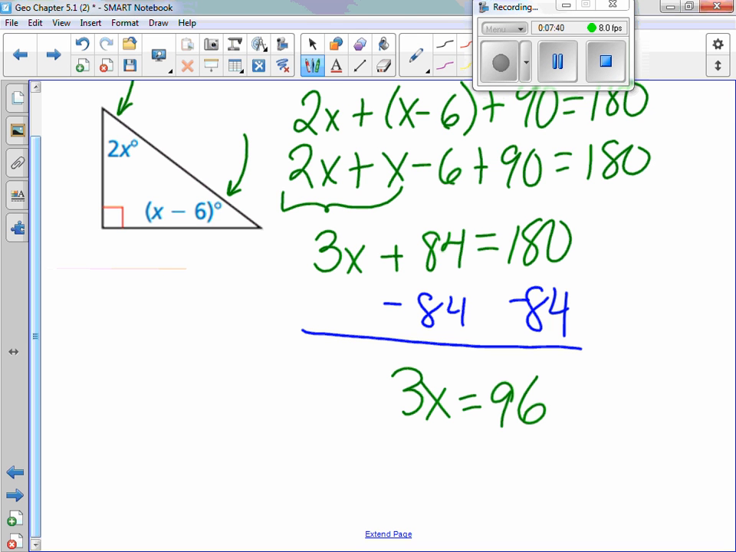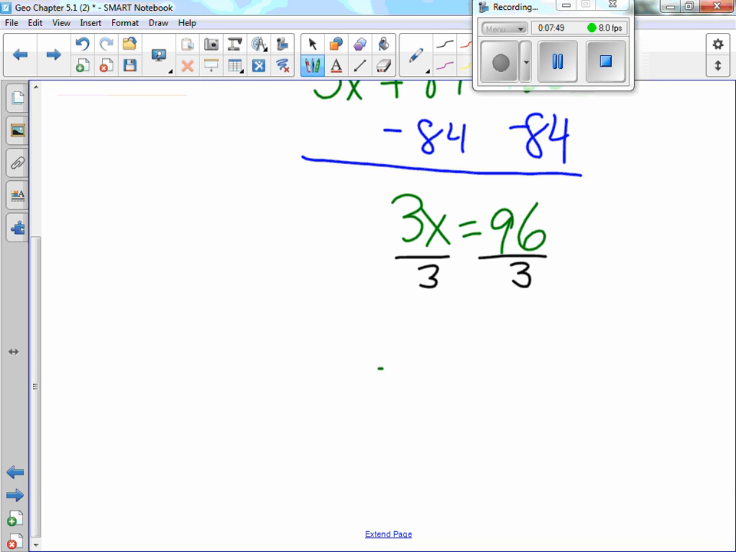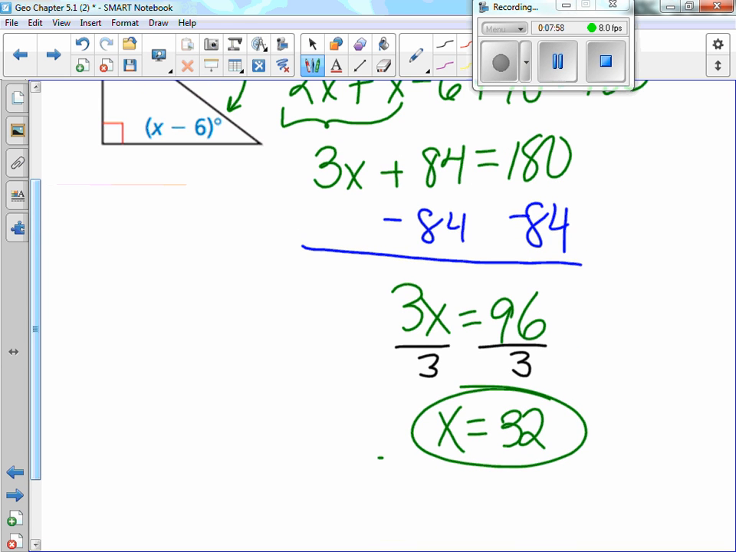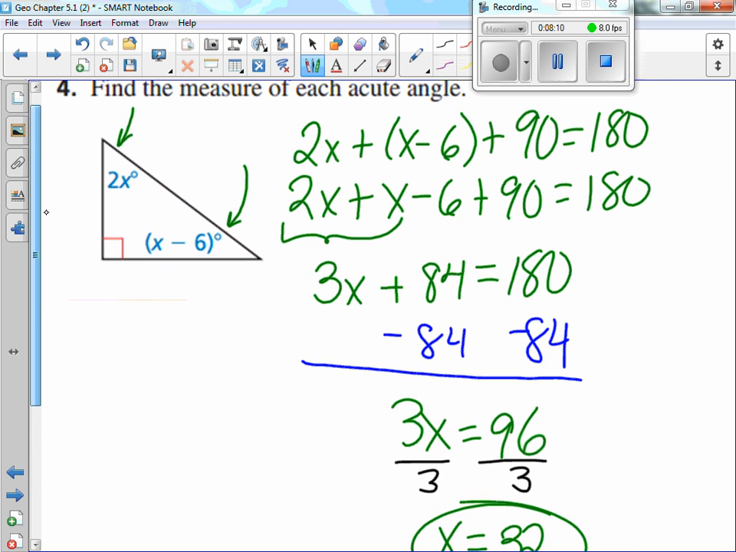And our last step, divide by 3. Let's extend the page. So x is equal to 32. So the answer for this problem is 32 degrees, yes? No. Because what did it ask? It asked for the values of each acute angle, yes? So what we have to do is take 32 and plug it back in.